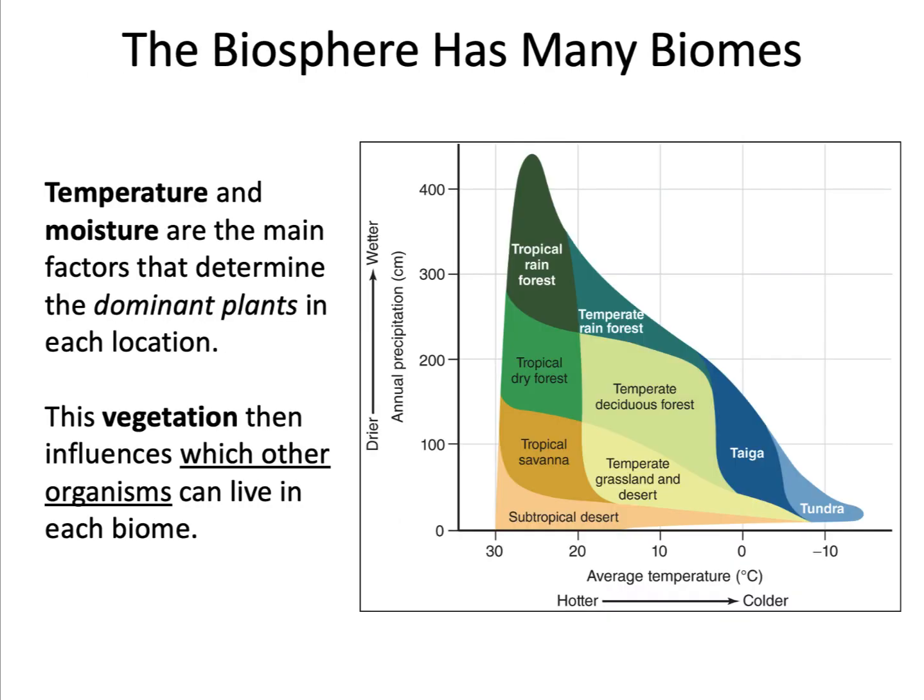Now, many ecologists would say that temperature and moisture are the main factors that determine the dominant plants that can get established in any location. And plants are at the beginning of most food webs. They are the producers doing photosynthesis, and then they can in turn take in carbon dioxide and take that carbon and make it into an organic sugar by the process of photosynthesis. This vegetation in these biomes can then influence what other organisms live in that biome.